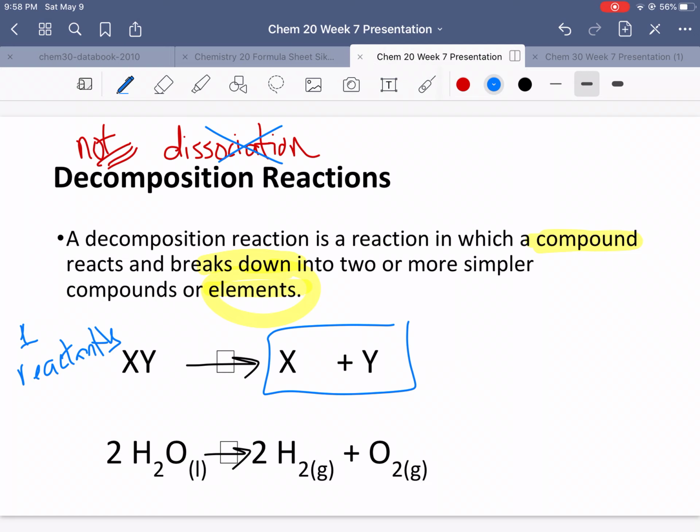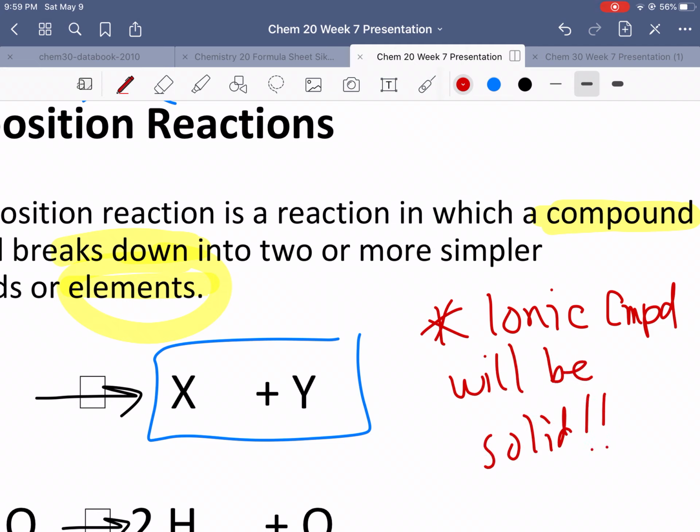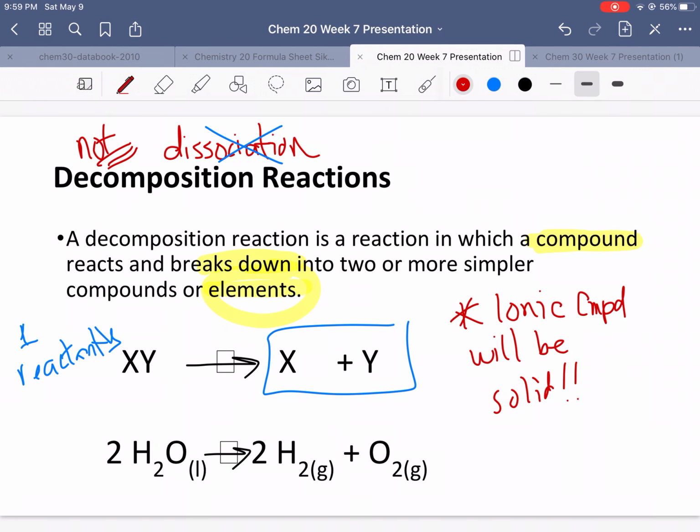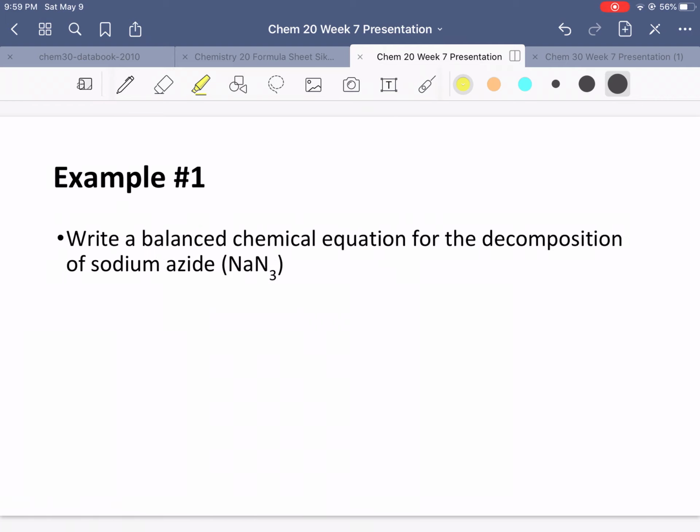Now, similar though to a formation reaction, if you are dealing with an ionic compound that is decomposing, it will always be solid, okay? Do not lose sight of that. Molecular compounds like water, it'll depend upon the compound. In addition to that, please don't forget about the states of matter of the metals. You have to look at your periodic table, right? Mostly solid, except for mercury. You have to think about the states of matter of those non-metals. For example, hydrogen, we check out the periodic table. Oh, look, it's a gas, okay? No guesswork, just figure it out. Now let's do an example once again.